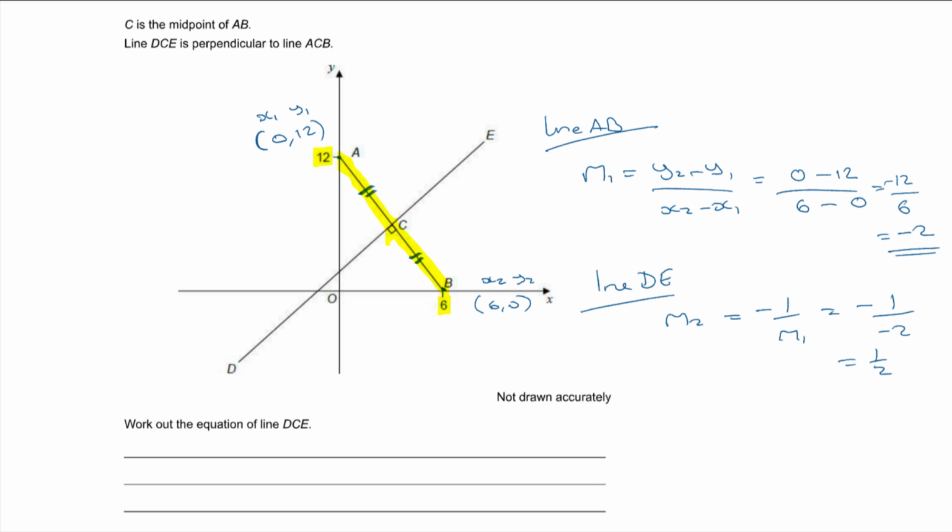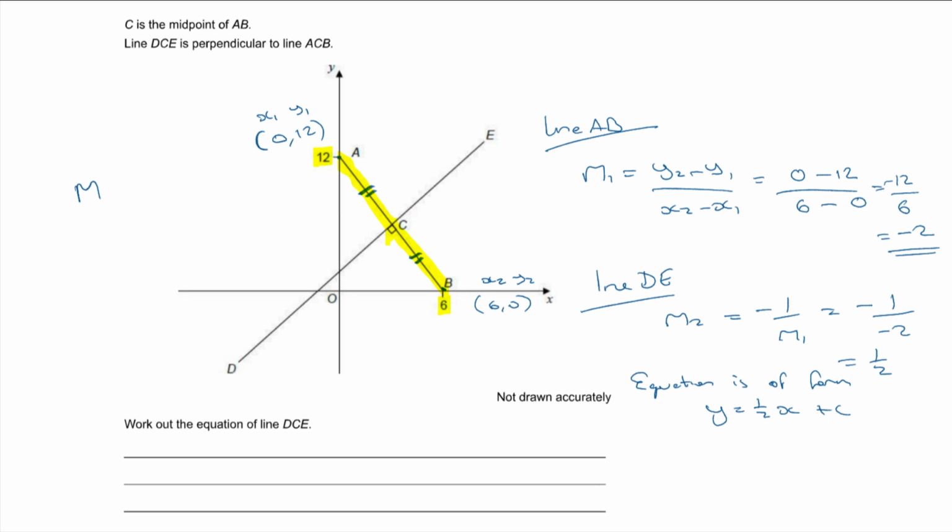So we know then that the equation of the line is of the form y equals mx plus c, where m is equal to a half, so y equals half x plus c. All I really need to do now is to find the value of c. Now to find c, I need a point the line passes through. That's not super easy to see so far because I haven't got a point that it lies through, but I know that C is the midpoint of the line going from A to B. So I want to know the midpoint.